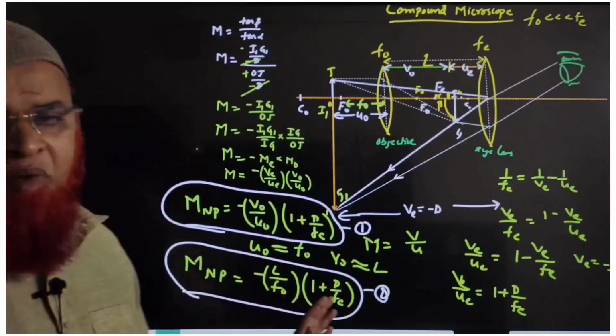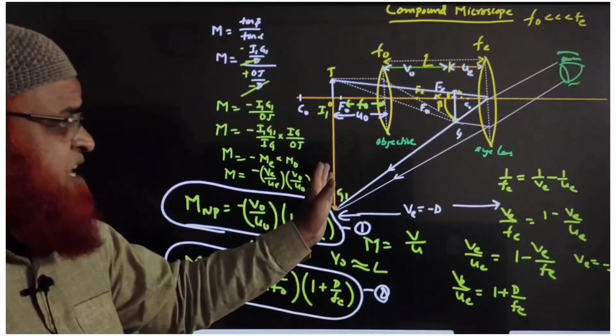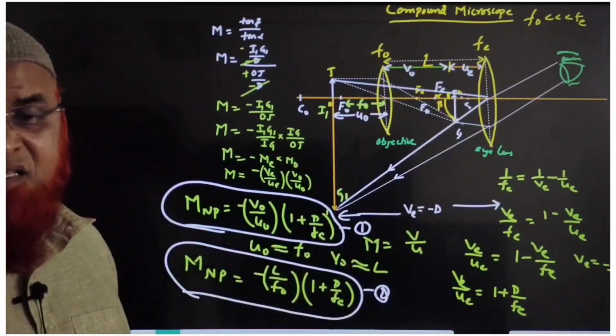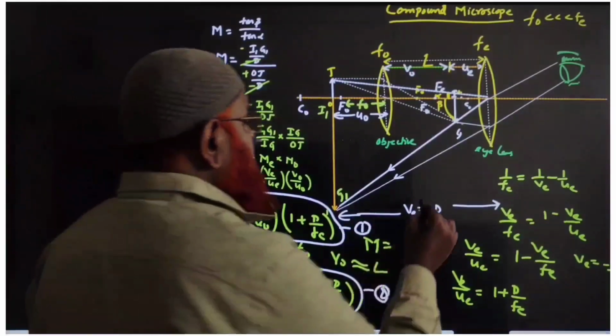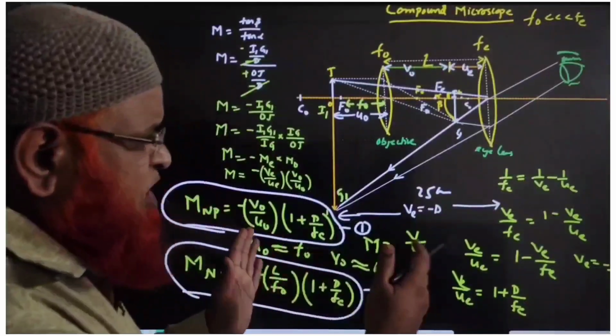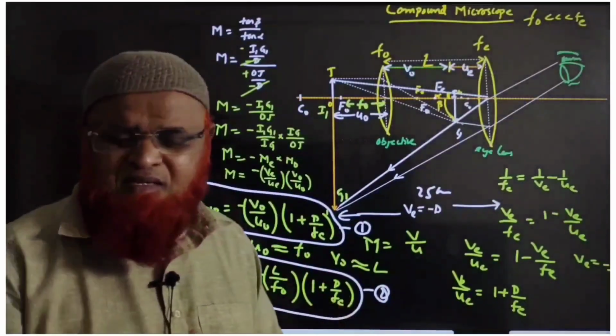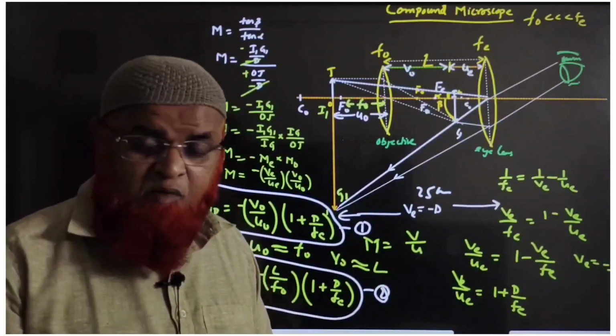So near point formulas are the formulas when the final image is at the least distance of distinct vision, exactly 25 centimeters. If the final image is exactly 25 centimeters like this, this is said to be the least distance of distinct vision. Next, I want the far point.